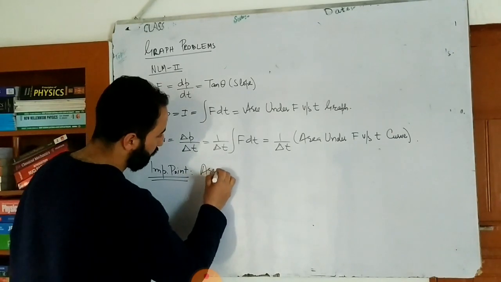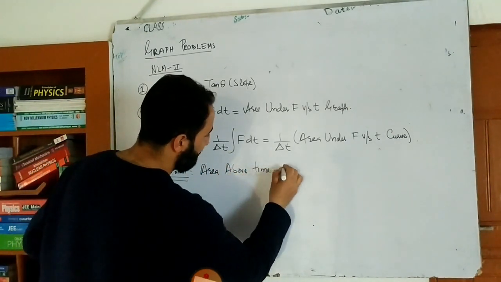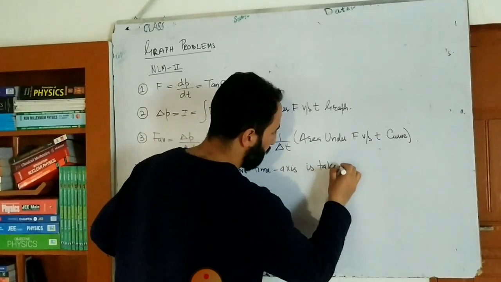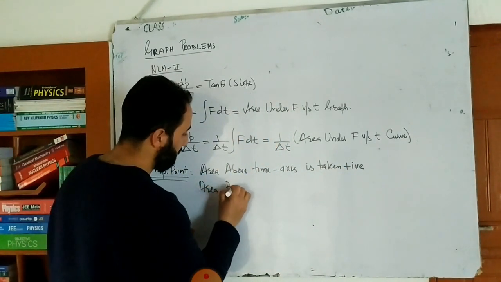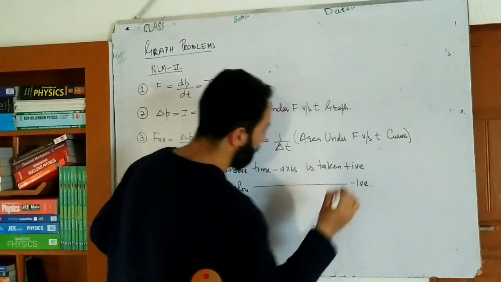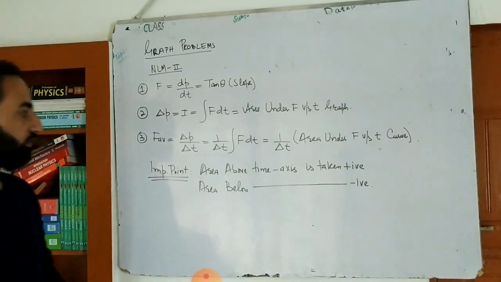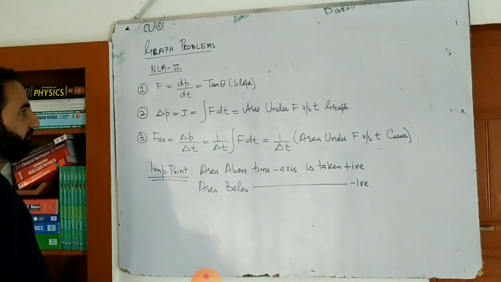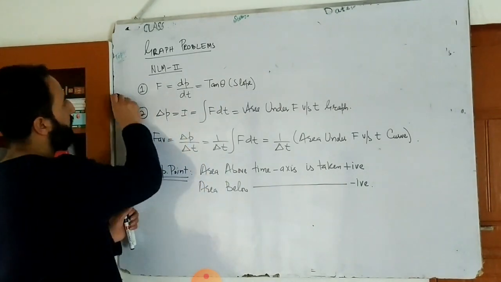That area above the time axis is taken positive, and area below the time axis is taken as negative. Here, important sign convention: area above the time axis is taken as positive and area below the time axis is taken as negative. Okay, write it down up to here. Simply pause the screen and write it down quickly.